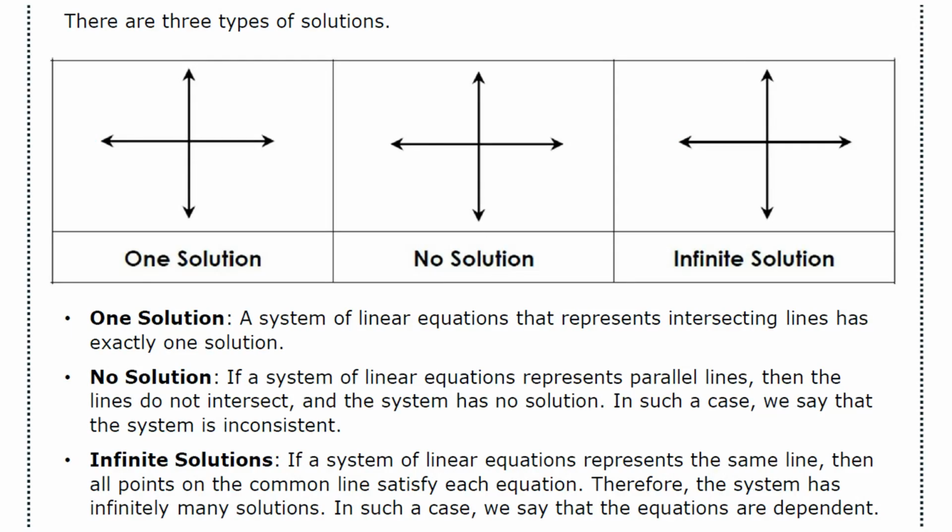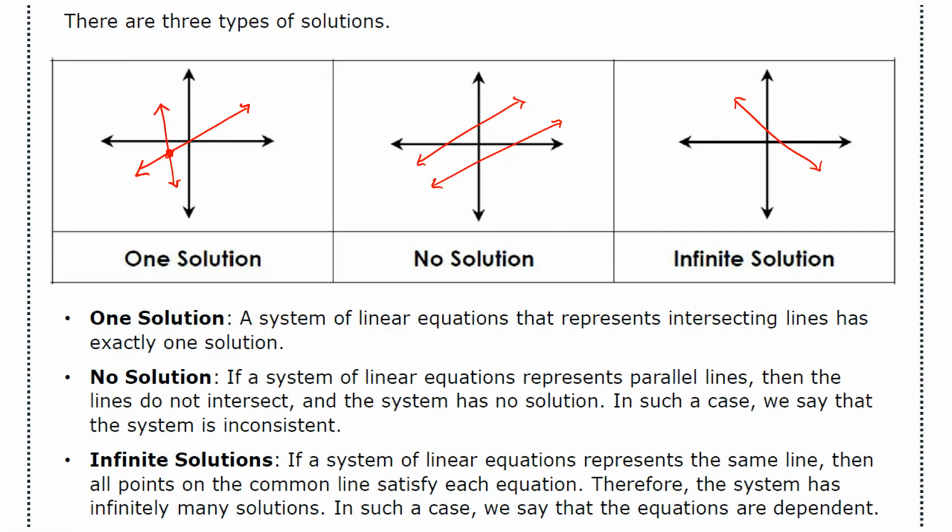There are three types of solutions for a system of linear equations. The first one is one solution. Similar to the example above, the intersection of two lines would be our solution. You could have no solution, and this is where your equations are parallel to each other, or infinitely many solutions, where your equations are the same line.